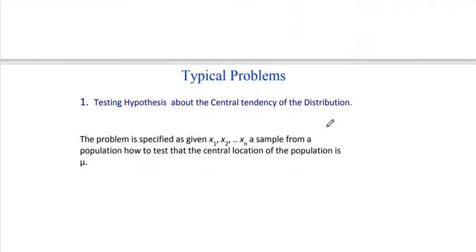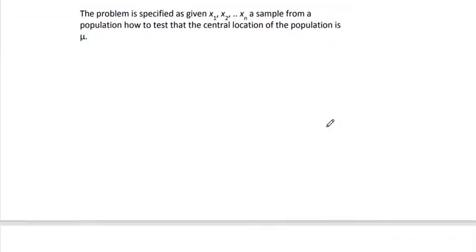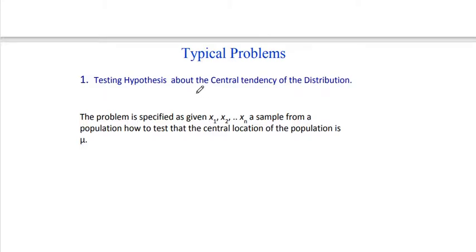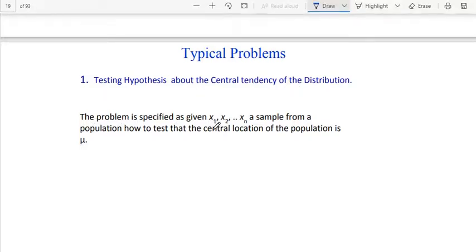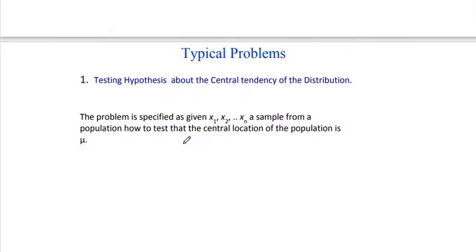Now we can see there are some tests available. We already discussed goodness of fit and randomness. Now we can discuss a few test statistics with brief examples, not very tough. Testing of hypothesis about the central tendency of the distribution: the problem is specified as, given x1 up to xn, a sample from a population, how to test that the central location of the population is mu. In parametric inference, we use the z test or t test for testing means, but here we are dealing with medians, so we use the sign test or Wilcoxon rank test. We can discuss this.